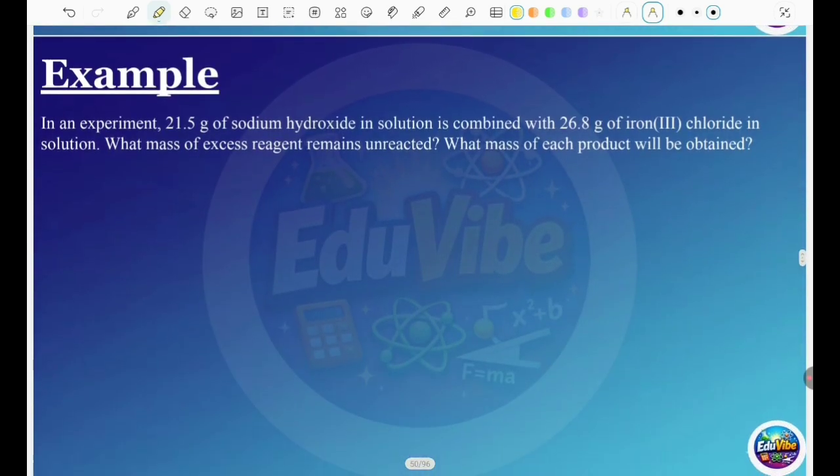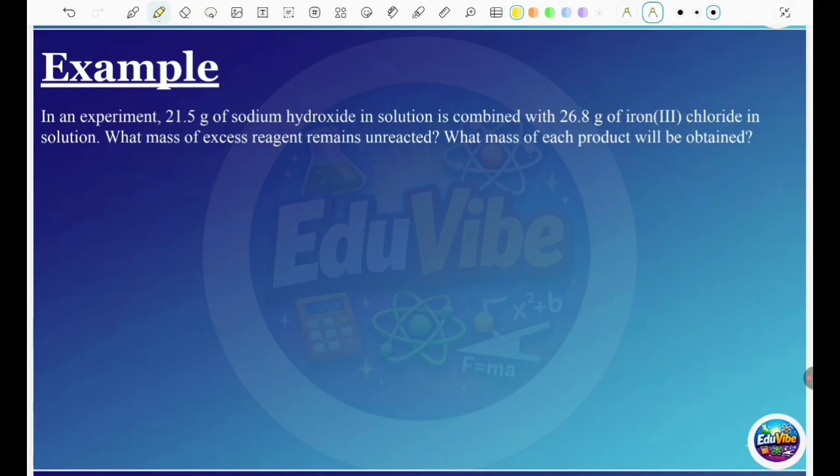The next question is basically an ICE table question, where we have to make a proper ICE table. The question says, in an experiment, 21.5 grams of sodium hydroxide in solution is combined with 26.8 grams of iron(III) chloride in solution. What mass of the excess reagent remains unreacted? What mass of each product will be obtained? So there's something extra we have to find, which is the mass of the excess reagent. I will tell you how we can find that, but basically to find the mass of each product, we have to find that thing.